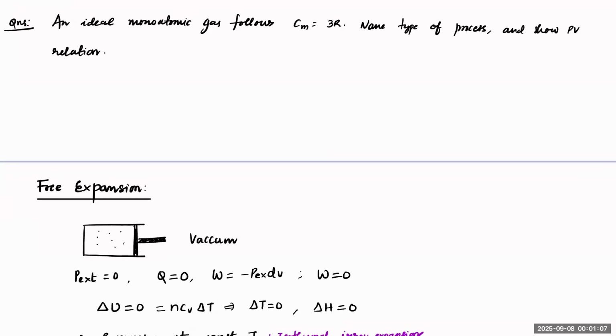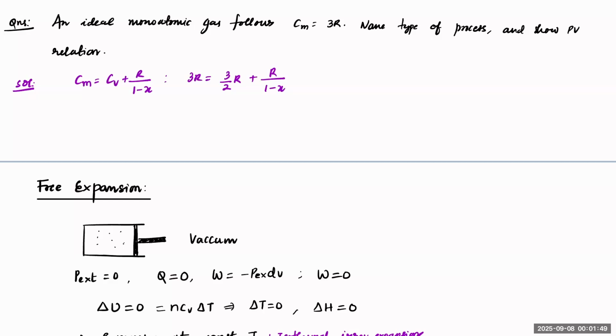To the next one. For an ideal monoatomic gas, if Cm is equal to 3R, what is the type of process we call it? And what is the relation of PV? What is the relation? Cm is equal to Cv plus R by 1 minus X. That's what we expect, right? And this is given as 3R, which is equal to 3 by 2R plus R by 1 minus X. So find X here. So you'll get to know what is the process, isn't it?